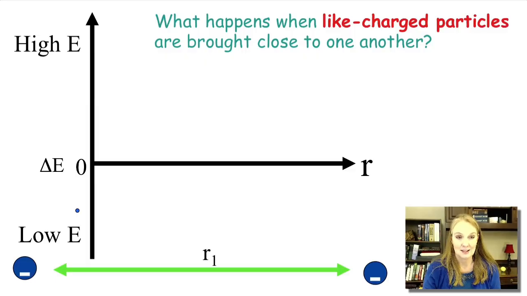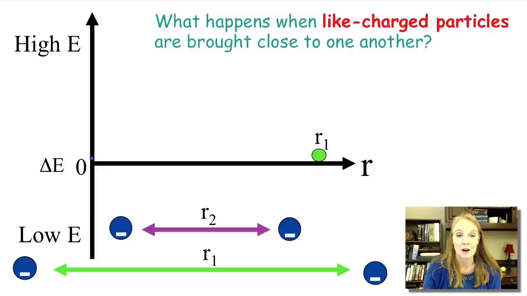Okay, at large distances, so here R1, the magnets are very far apart. The like charges are very far apart from each other. I can plot that on the graph, and you can see that the energy is around zero. You see how it's just about at the 0 point right there? Now, if I move those like charges closer together, R2 is a distance that's closer together than R1. Do you see how R2 is smaller than R1, right? R2 is less than R1. If that's true, then the energy of the system will go up.